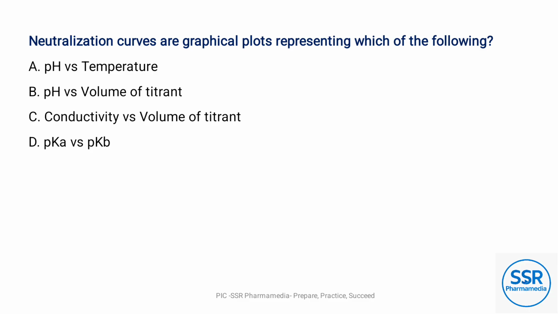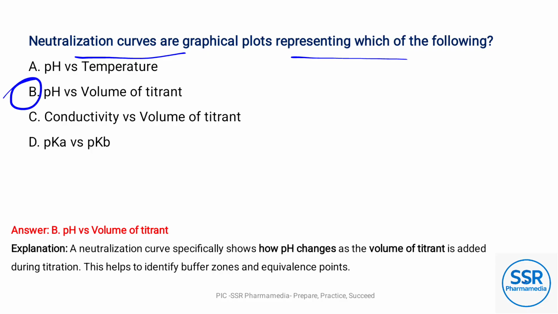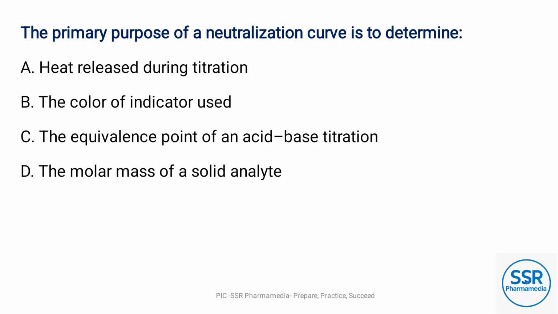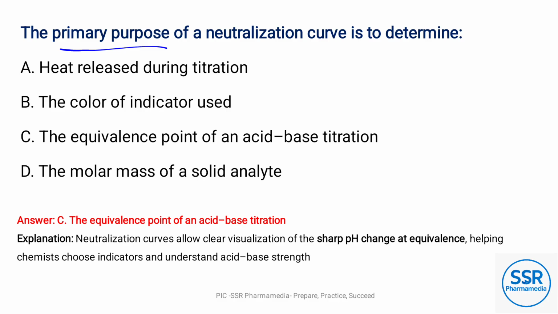So we'll see the questions. Neutralization curves are graphical plots representing which of the following? The answer is option B, pH versus volume of titrant. The primary purpose of a neutralization curve is to determine, the answer is option C, the equivalence point of an acid and base titration. So this is the primary purpose of a neutralization curve, to identify the equivalence point of an acid and base titration.